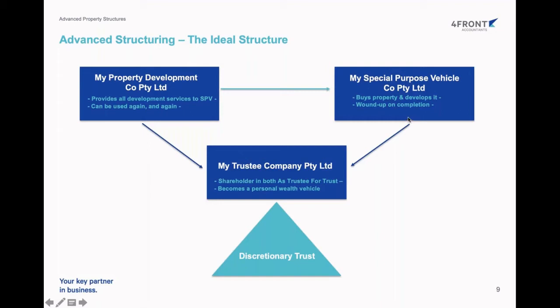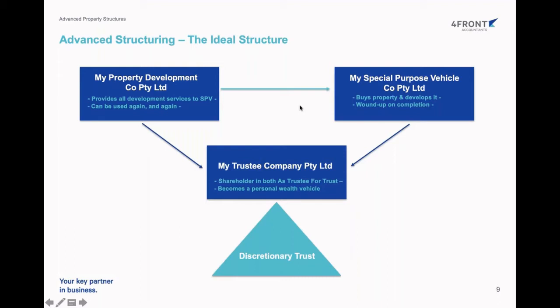Sorry. I'm just going through the structures here. In this instance we've got 2 companies. We've then got a trustee company and a trust. So I'll start with My Property Development Co. I've just made these names up, of course. That entity can be used again and again and again, and the idea of it is to provide development services to either the SPV or to other entities in the group. The reasons we do that are for taxation and also for risk mitigation purposes.